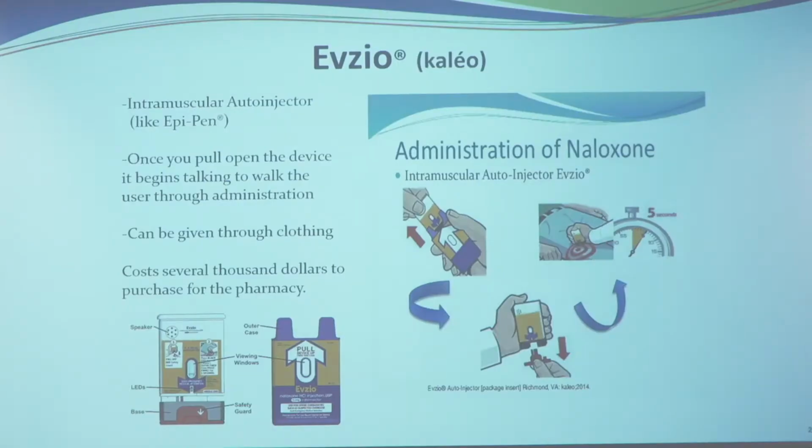FZO is the other product that you may have heard a little bit about. It's one of the other big brand names. It's a great product. It's an auto injector. So you hear talk about EpiPens. And the nice thing about FZO is it talks to you. And it's kind of foolproof because of that. Once you open the package, a voice starts talking to you and telling you what your next step is and how to do it. The problem with that is it is really expensive.